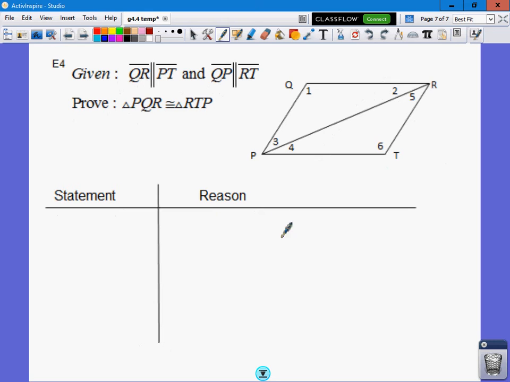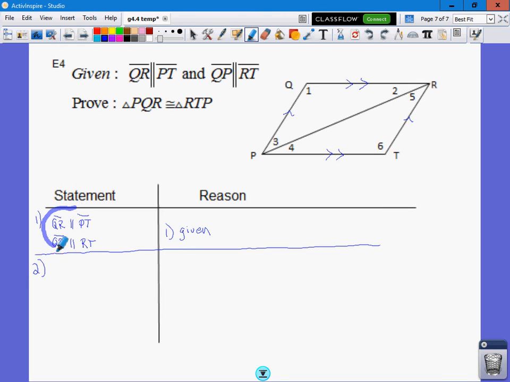Last example. At least I think it is. Obviously, the first statement is going to be the given information again. QR is parallel to PT, and QP is parallel to RT. And I'm actually going to mark that by putting the parallel marks in my figure. Knowing that these lines are parallel like this should tell me something.